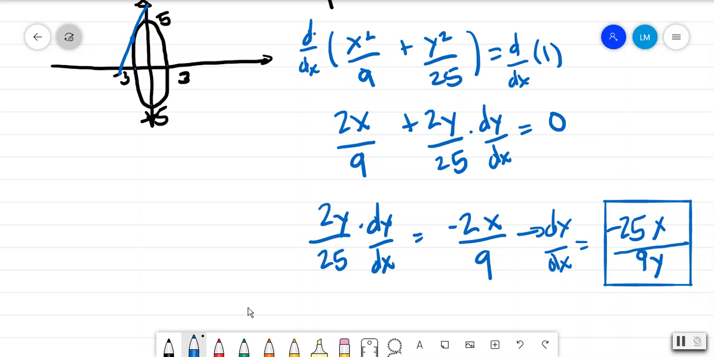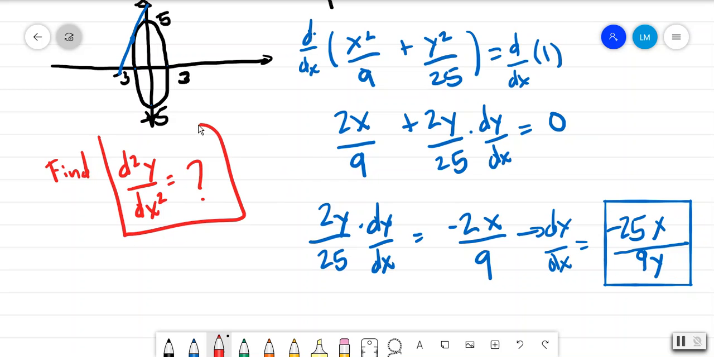But one thing that I want to leave you with is I want you to find the second derivative with respect to x for this ellipse. So try to find it using the quotient rule again, and you'll notice that the math simplifies very nicely in this case. So yeah, try that out and see. But I'll give you a hint: negative 25 over 9 is just a constant. Okay.